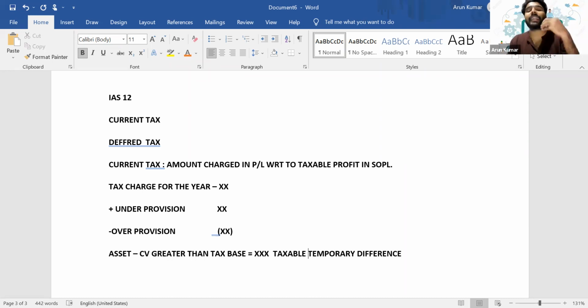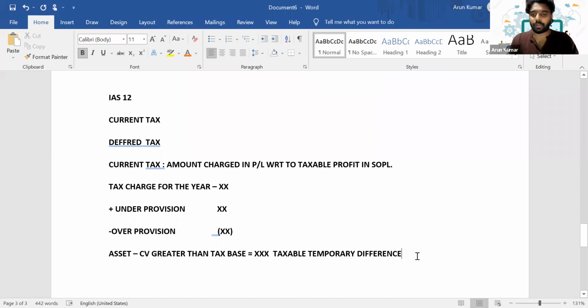So that's the reason it's a taxable temporary difference, because in future, this difference will get taxed. For the time being, we may feel it's like a benefit, but in future, it's an amount that will be taxable. So it will lead to a taxable temporary difference.